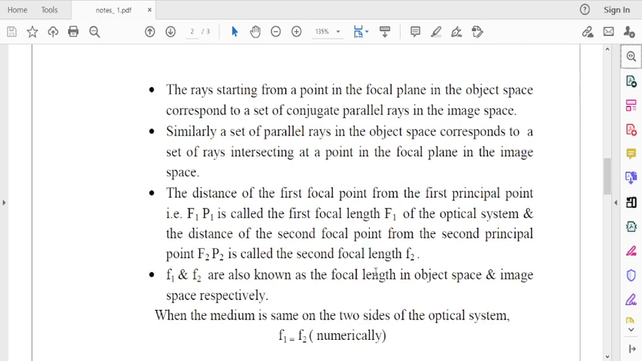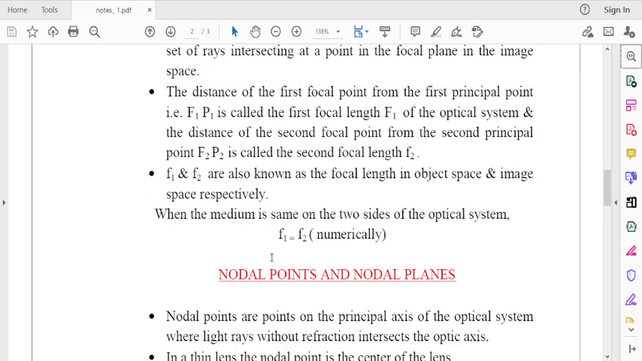When we discussed two principal points, at the same time we discussed the principal planes also. Two principal points have two principal planes, two focal points have two focal planes. Now two nodal points, same thing, have two nodal planes, and in total these are 6 in number: two principal points, two focal points and two nodal points. These are the 6 points.